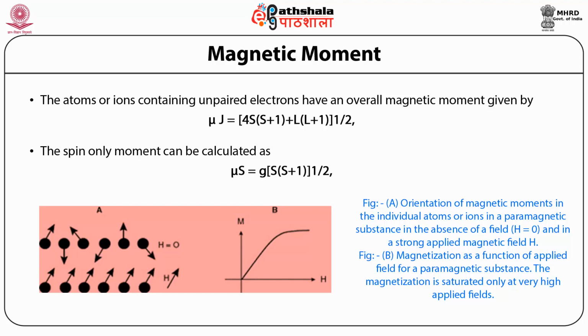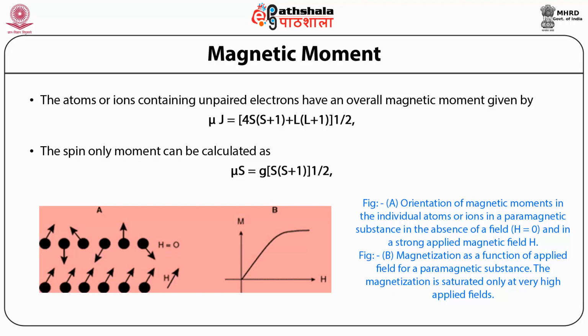1 BM is equal to eh by 4 pi mc. By putting in the values, we will get the constant value in erg per gauss per electron, where e and m are the charge and mass of the electron respectively, h is the Planck constant and c is the velocity of light. Bohr magneton is also represented by the symbol mu B, and 1 mu B is equal to the magnetic moment of an electron in the first Bohr orbit.